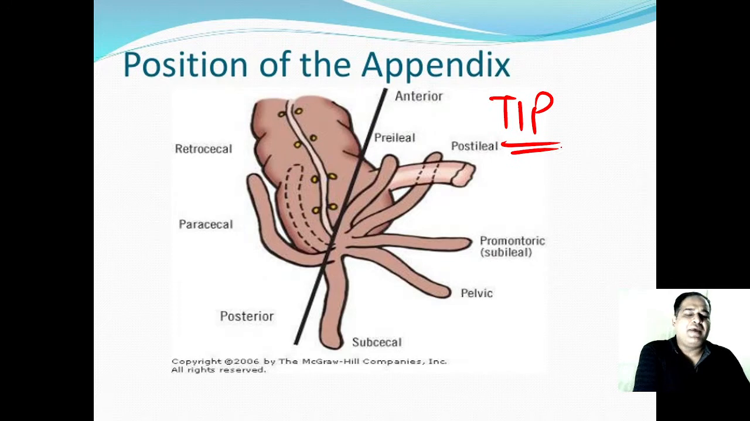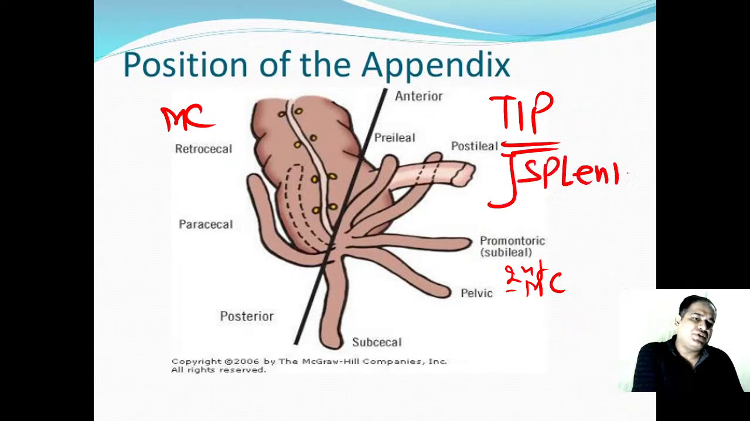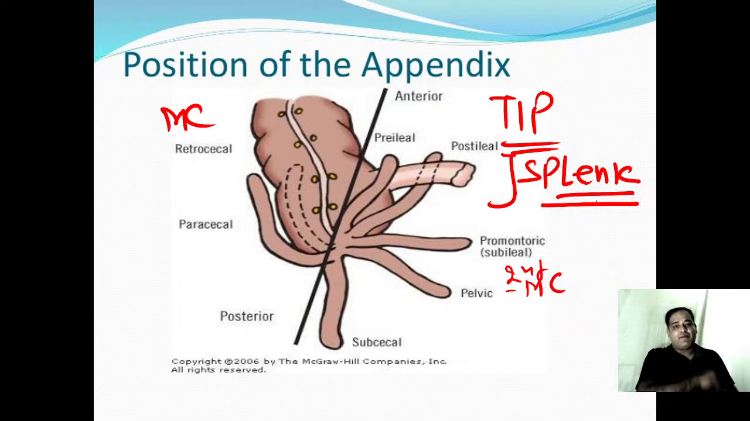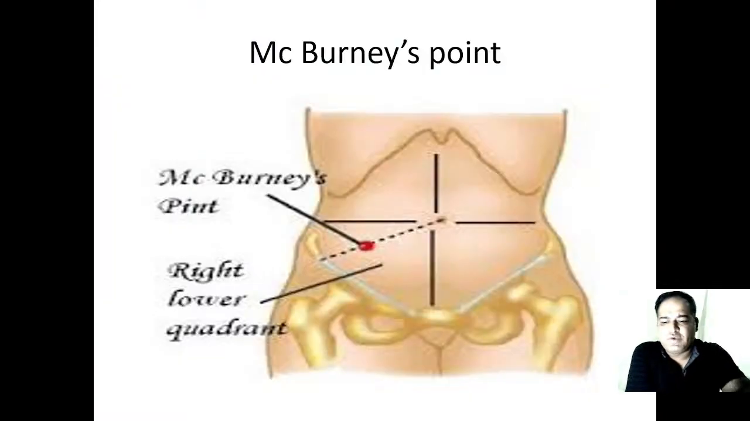Now, when we say position of the appendix, we are talking about the tip of the appendix. So most commonly it is going to be retrocecal. Second most common it is going to be pelvic. Pre-ileal and post-ileal, these two positions are called splenic because you see they are pointing towards the spleen. Post-ileal is the least common, the rarest of the positions. And I told you most common is the retrocecal. These are the kind of questions which they ask.